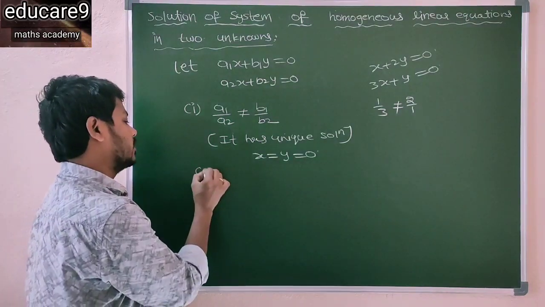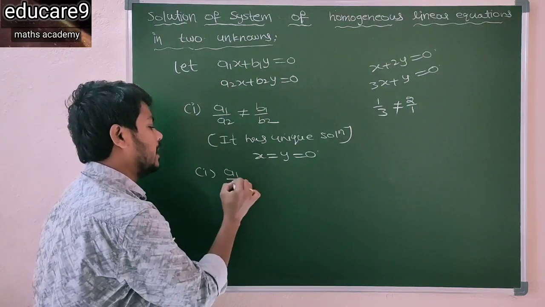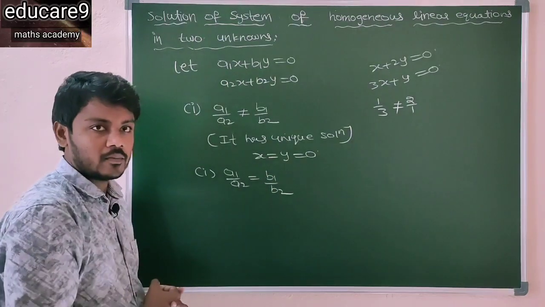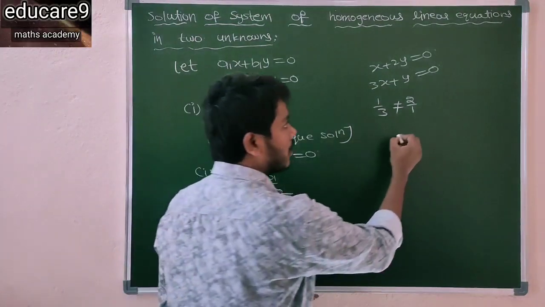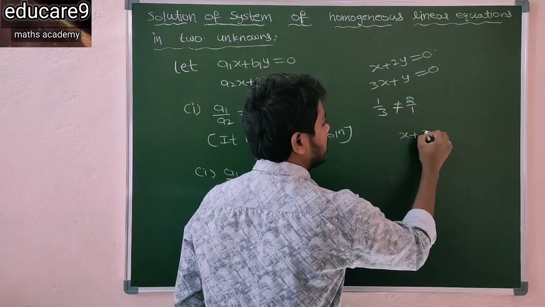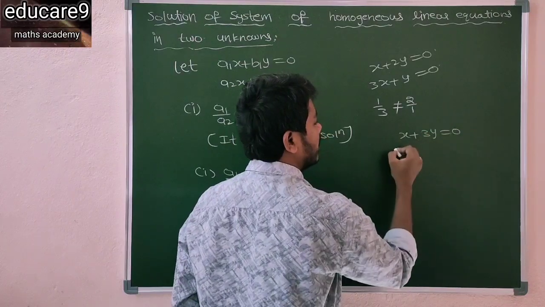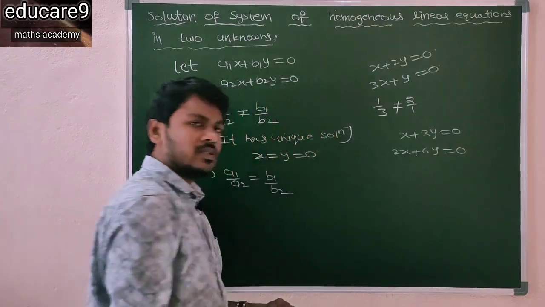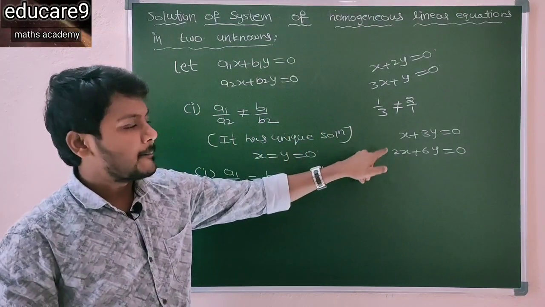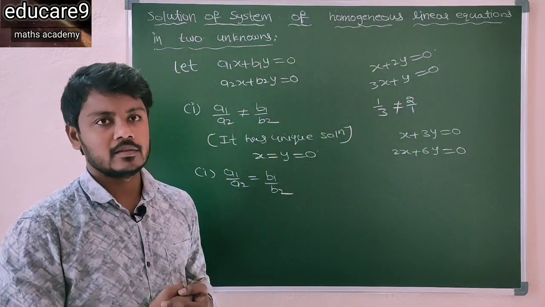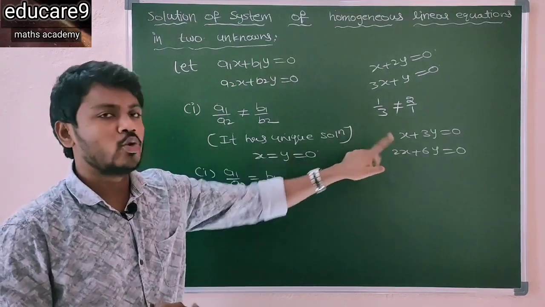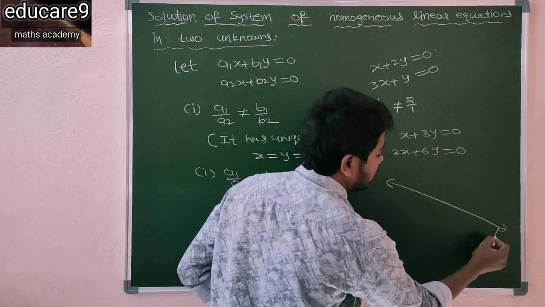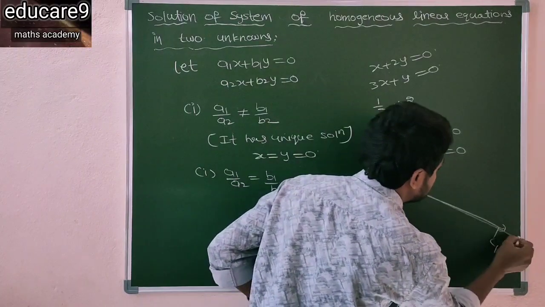And the second case, a1 by a2 is equal to b1 by b2. For example, x plus 3y is equal to 0 and 2x plus 6y is equal to 0. Clearly both lines are parallel, which means these two lines coincide. So this is line L1 and this is L2.